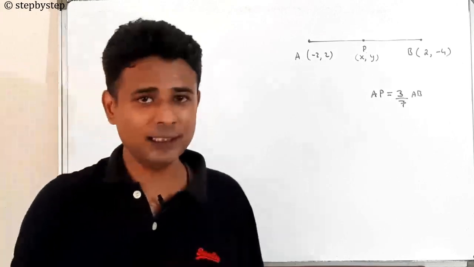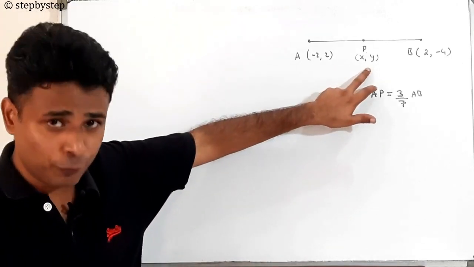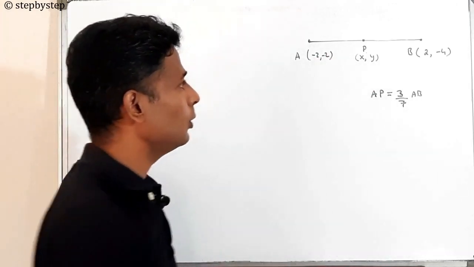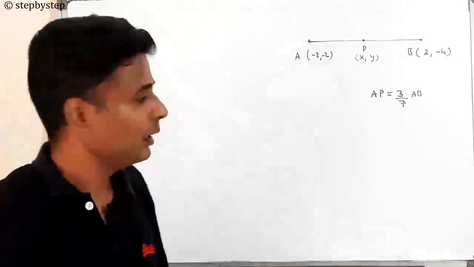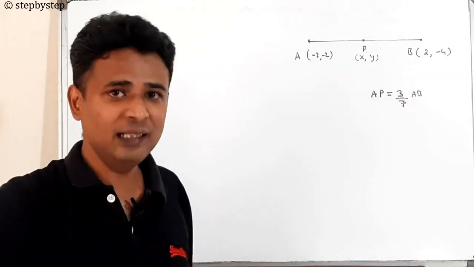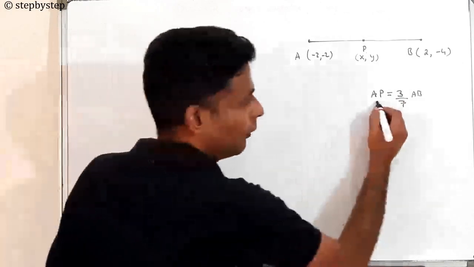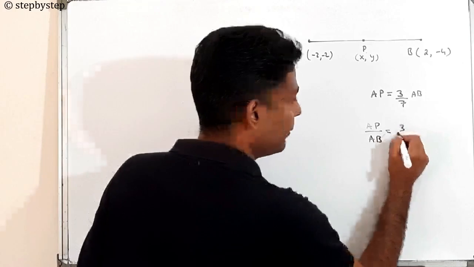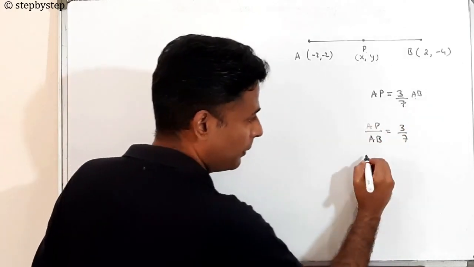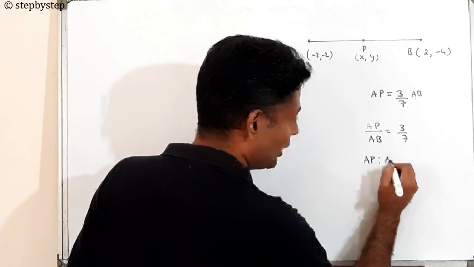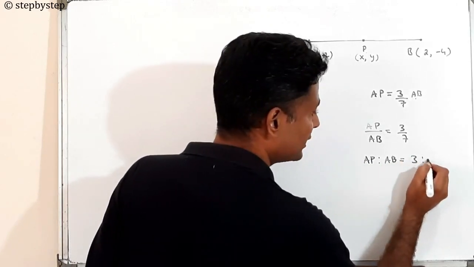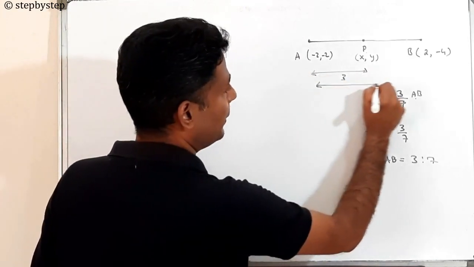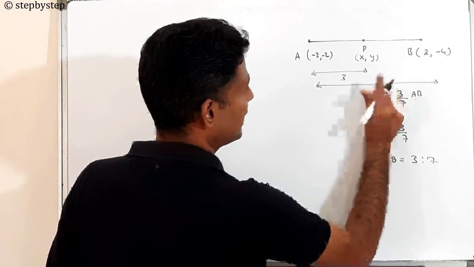Alright guys, the next question in the test, they have told you to find the coordinates of P dividing the line A (-2, -2) and B (2, -4), and they have given us AP equal to 3/7 AB. So now how do we do it? Now AP is equal to 3/7 AB. So AP by AB equal to 3/7. I transpose this here. Now AP by AB can be written as AP is to AB equal to 3:7. So AP, that is this much, is 3, and AB, that is this much, is 7, right?